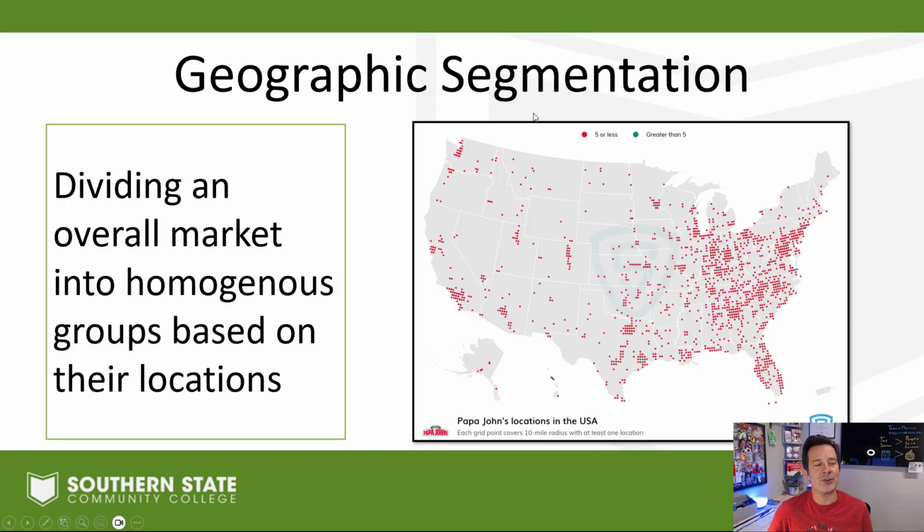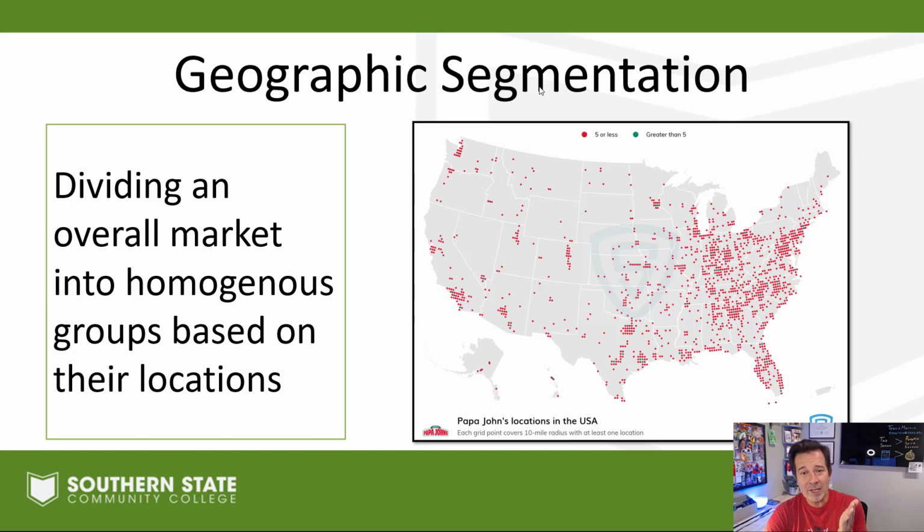What in the world is geographic segmentation? Well, it's exactly what it sounds like. We're dividing the overall market up into groups based on location. We did a project or a paper where we looked at Papa John's and we did a SWOT analysis on Papa John's. And a lot of people, when they did SWOT analysis on Papa John's, they said an opportunity for Papa John's, add more locations. You don't have enough locations, and you kind of made that point.